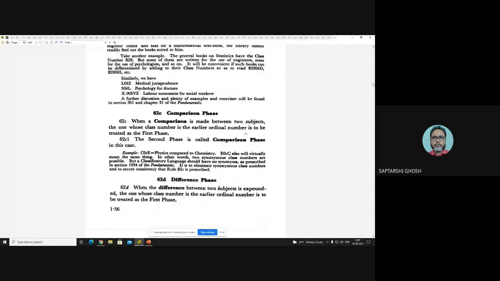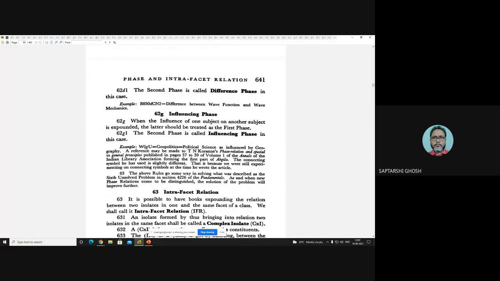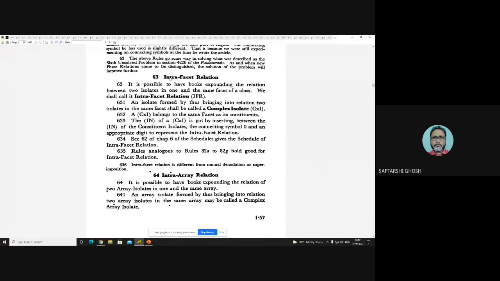Now comparison phase. You are comparing one with another. Difference phase, the same thing, the difference. Now see the difference between wave function and wave mechanics. B, difference C. Influencing phase, that is geopolitics. That is politics is influenced by geography. So W0GU, W is the politics, 0GU. Political science influenced by geography. Okay. Now here is the catch. So first one is not important. So second one is the important one.